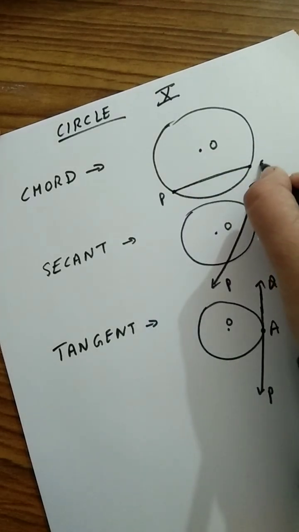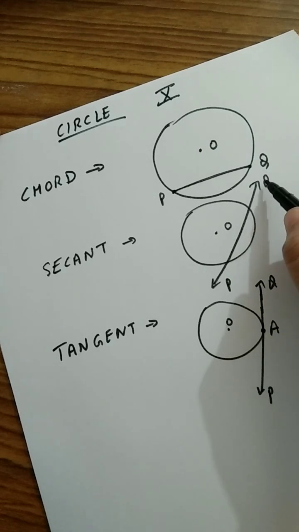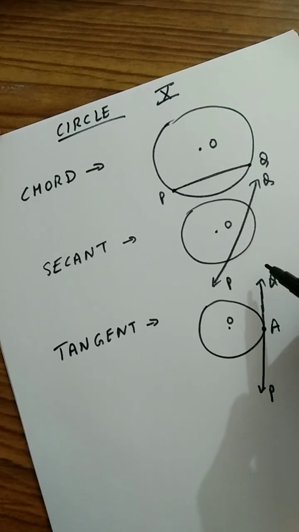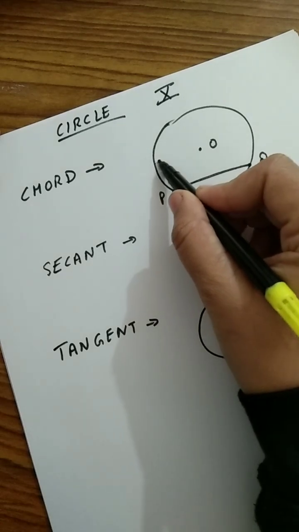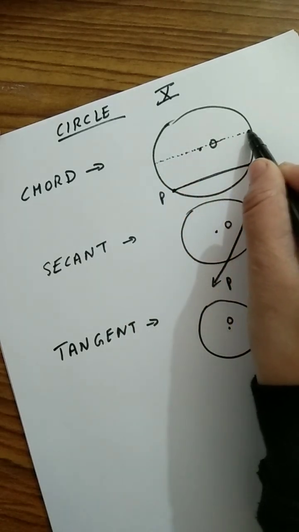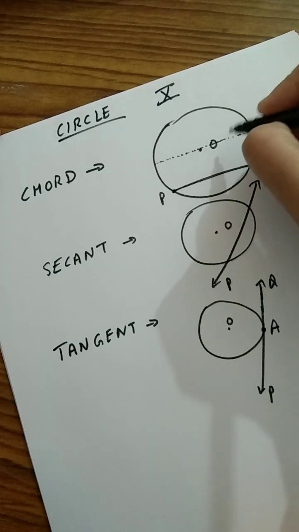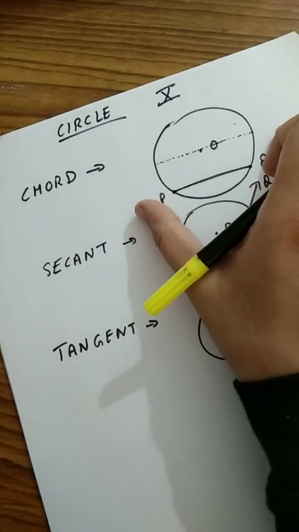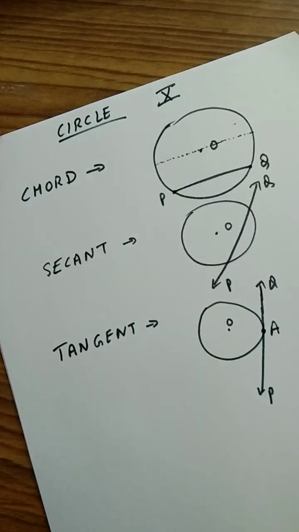Here PQ is the chord of the circle, here PQ is the secant, here PQ is the tangent. But if a line is drawn inside the circle which passes through the center, this line is known as the diameter, or it is also known as the longest chord of the circle. Okay. Now we are going to start with our exercise 10.2.